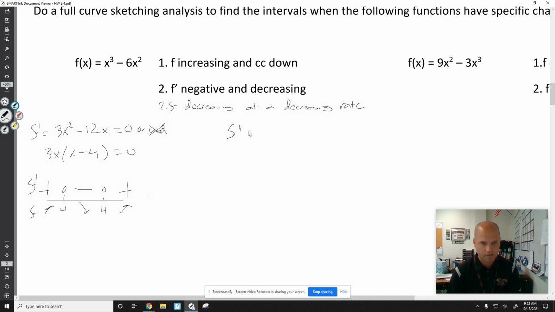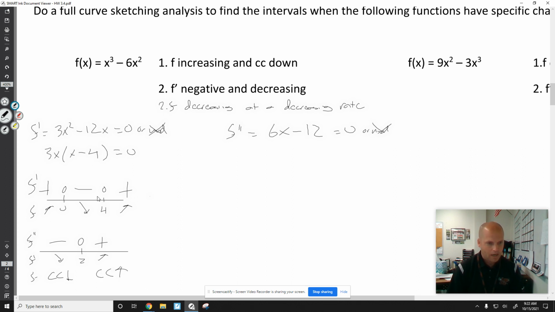Let's do a second derivative analysis. Second derivative of 6x minus 12. When is that 0 or undefined? Don't have to worry about the undefined part. That's going to be at 2. I like to put these on top of each other. 2, F double prime. I'm not going to have it factored. It's easy enough to just plug in 3. 6 times 3 is 18 minus 12 is a positive. That's negative. That's telling me F prime is decreasing then increasing, and F is concave down then concave up. I like to have it on top of each other just so I can keep track of the intervals.